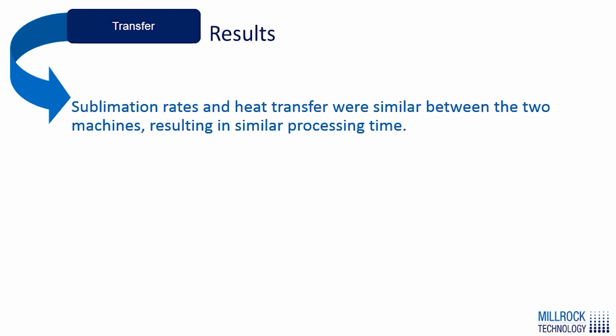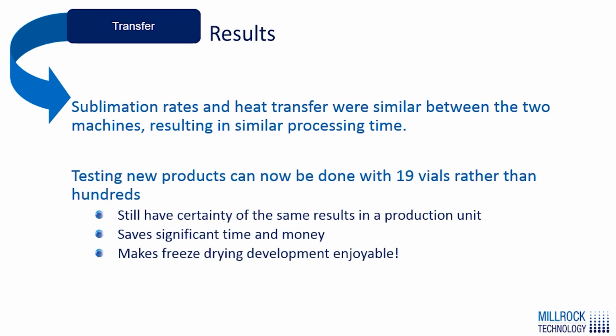So overall, after we've optimized our cycle and we go to transfer it, we've done it in such a way that the sublimation rates and the heat transfer were very similar between the two machines, resulting in a similar or almost identical processing time. And throughout this process, we were able to do this using only 19 vials rather than hundreds for every step of the way.